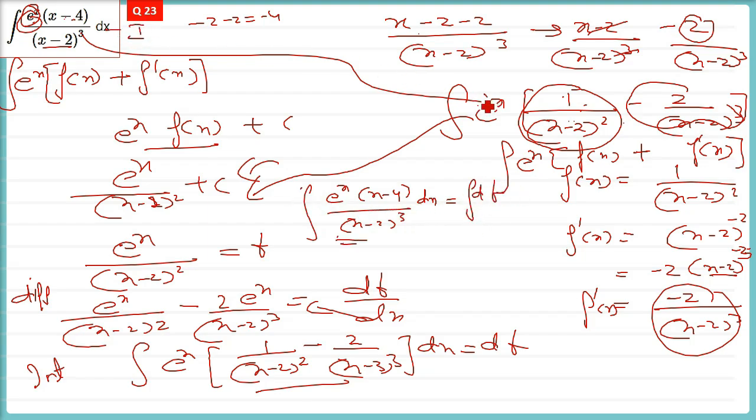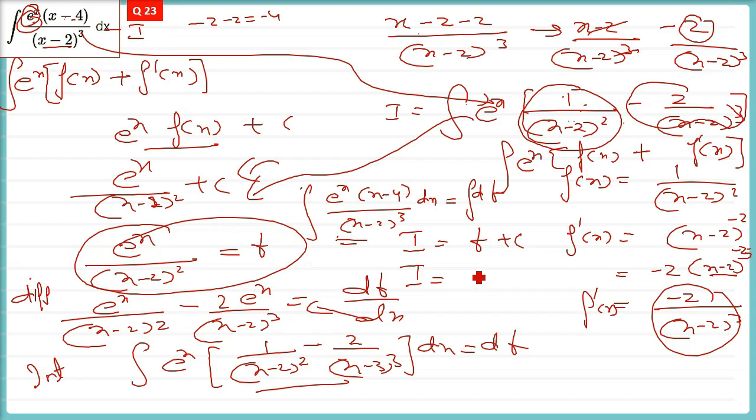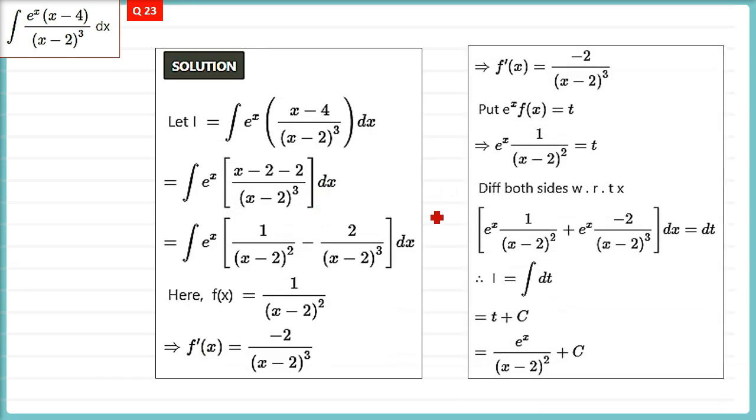And this is I only. So this is I, integration of dt will be t plus constant of integration. What was t? It is e raised x by x minus 2 whole square. So e raised x by x minus 2 whole square plus constant of integration. Okay, so this is the reference. Those who are solving by themselves can have a reference here, and you can solve it this way.